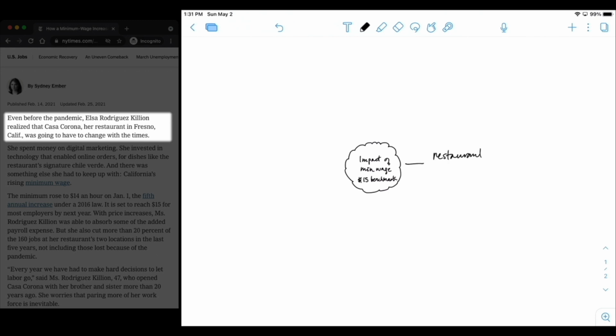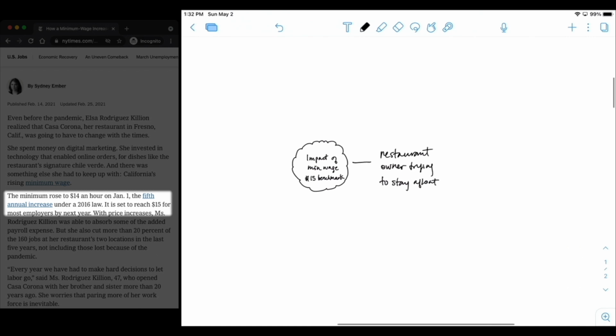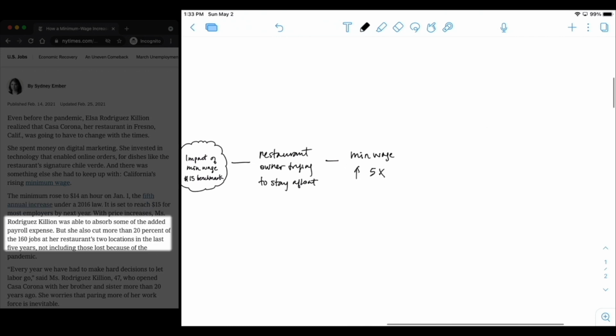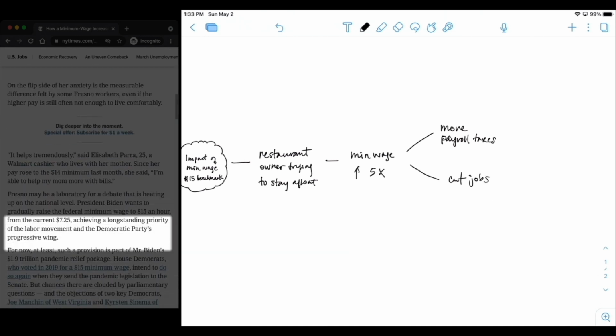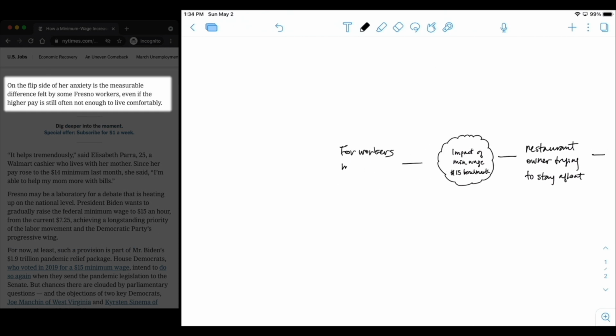Okay, so we have a restaurant owner trying to stay afloat, but minimum wage has increased 5 times in the last few years. And that means more payroll taxes she has to pay, and as a result, she has to cut jobs. We have a flip side here, so we'll start a branch on the other side for the counter view. Higher pay, still not enough.